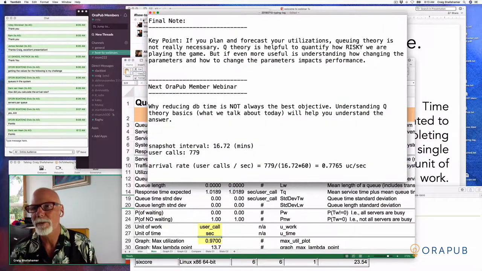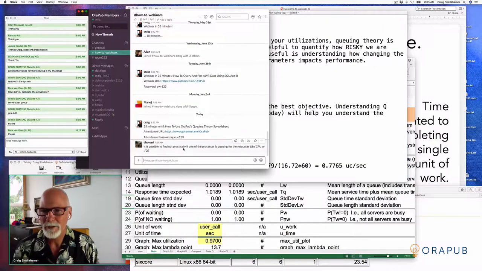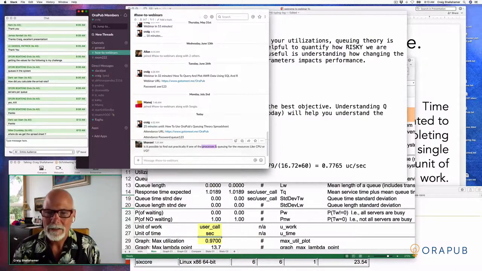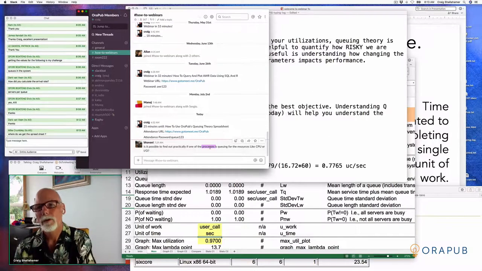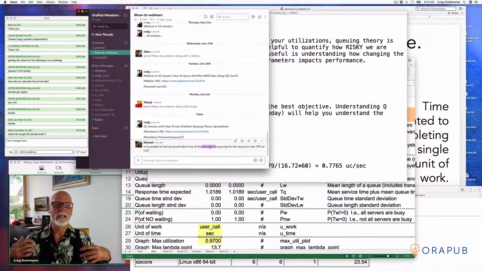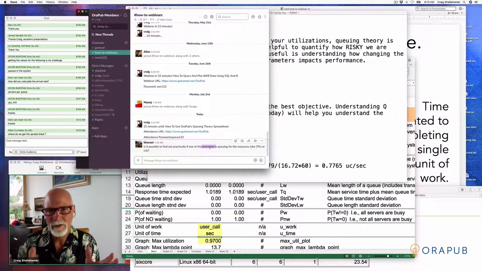Any questions? Oh, Bob Honey, you had a question, didn't you? Is it possible to find out practically if one of the processors is queuing? Oh, like CPU, one of the processes. Oh, one of the actual processes. That would be like an Oracle kind of thing, right? We're talking about whether we are waiting on an IO wait event, or burning CPU. If you used ASH, you would notice that your CPU samples would be higher than your wait time samples. I don't know if that answered your question though.